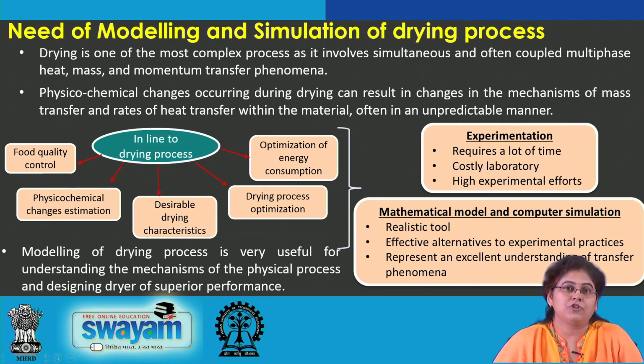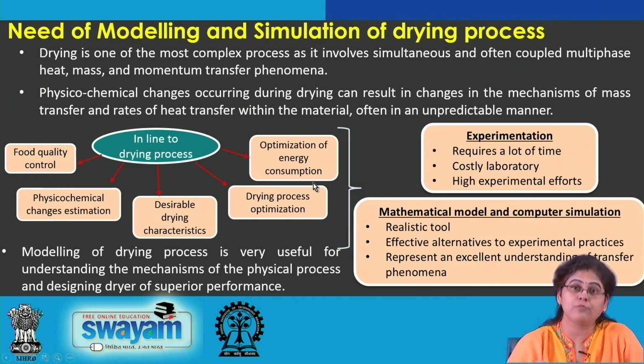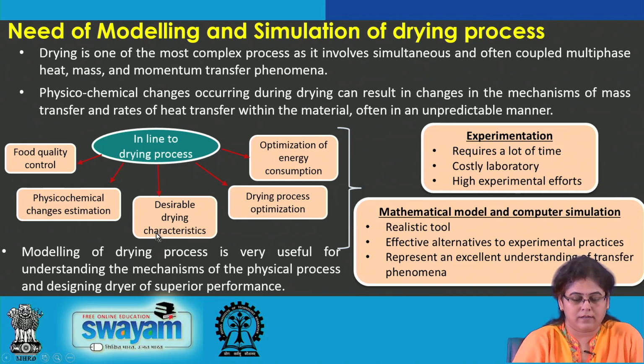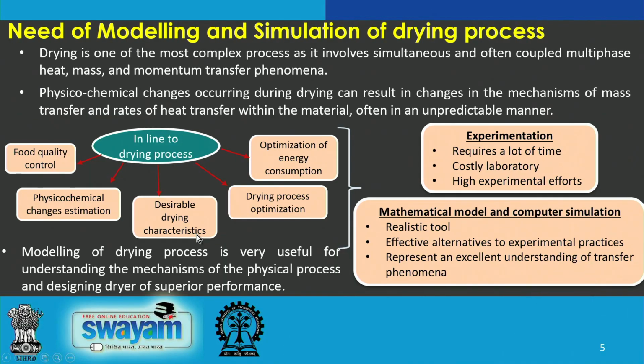So, investigation of the physico-chemical changes occurring during drying is very important in order to achieve proper control of the food quality, optimization of energy consumption, optimization of the drying process parameters, and getting desirable drying characteristics. To achieve all these characteristics, a huge number of experiments is required, because we need to customize the drying process by optimizing different process parameters at the same time to get a better quality end product.